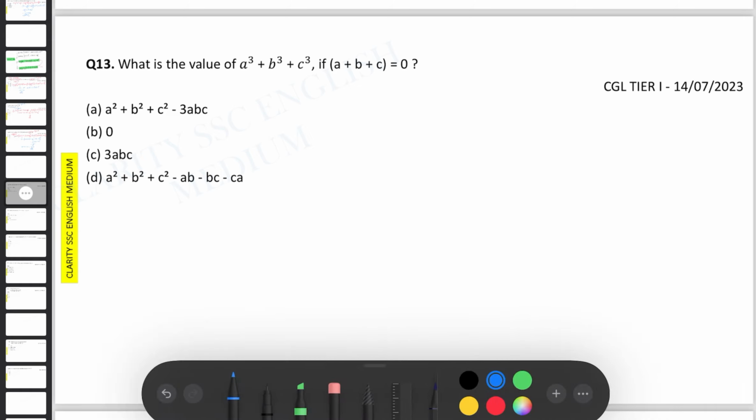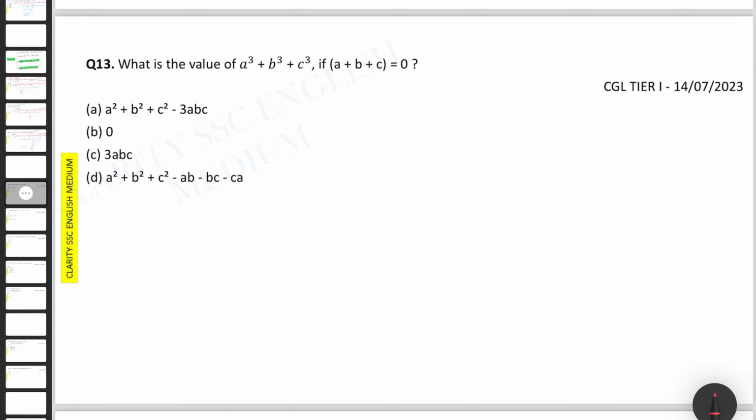Here, this one is a very easy question. a cube plus b cube plus c cube, if a plus b plus c is equal to 0.